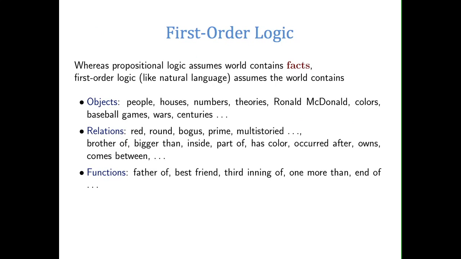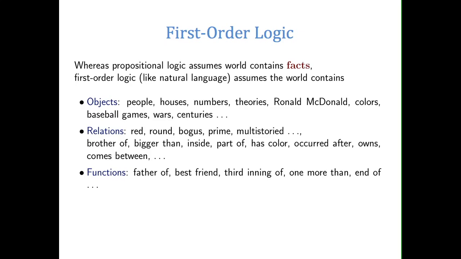As I mentioned the other day, the good news for us is that first-order logic is the logic underlying the Prolog programming language. So how does first-order logic differ from propositional logic? Propositional logic, as we said, assumes the world contains facts. However, first-order logic, like natural language, assumes the world contains other things: objects, that is, people, houses, dogs, cats, individuals, and so forth. It also has relations like red, round, brother of, bigger than, and so forth.